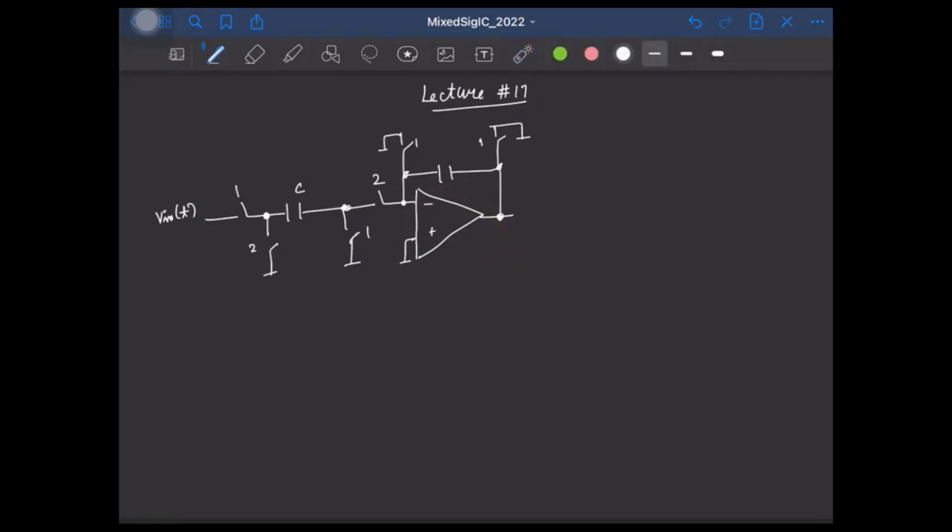Right? In practice, after sampling this input here, we might also want to do some discrete time processing by passing it through a discrete time filter. We'll see later about this in the course, but this is a requirement which we might need in some ADCs. Okay, so we'll see how to realize a discrete time transfer function using these switched capacitor circuits. And for that, first let's see how to implement a discrete time integrator.